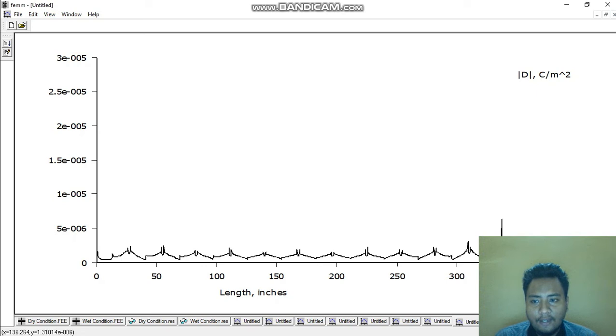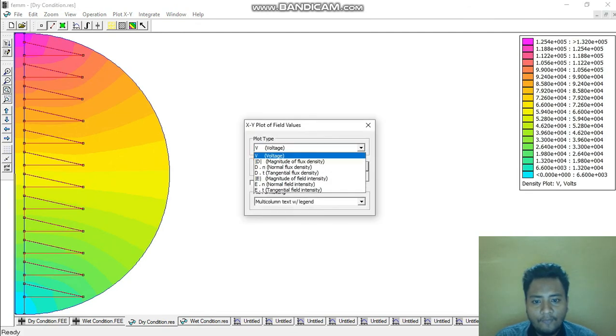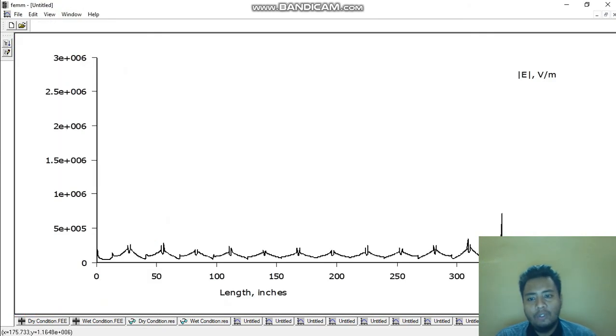And then the other condition we want to look at is the magnitude of field intensity. If you look at the magnitude of intensity graph, it is not steady well. It's not in a steady state. Right. After that, we want to look at the wet condition.